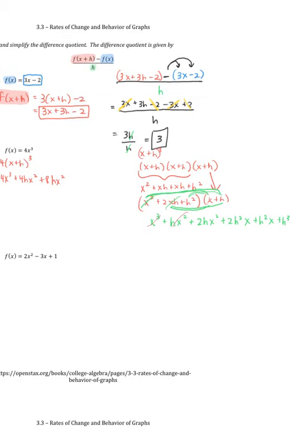So we did that one, that one, that one. Plus 8h squared x plus 4h squared x plus 4h cubed.